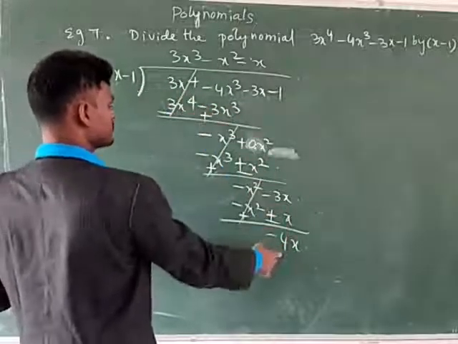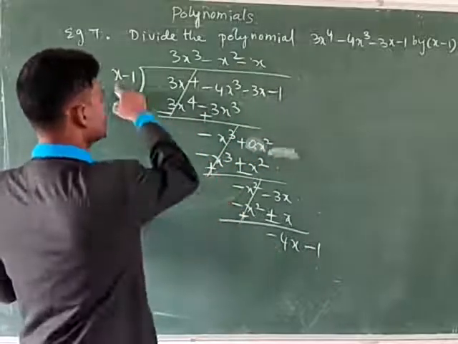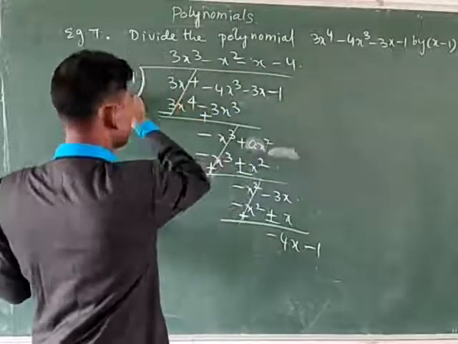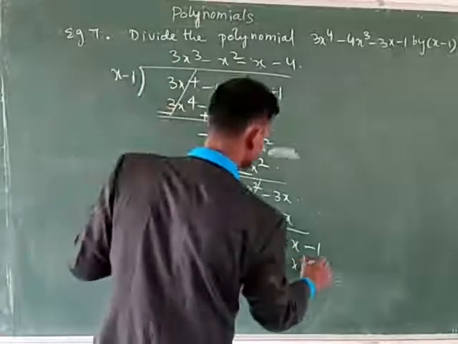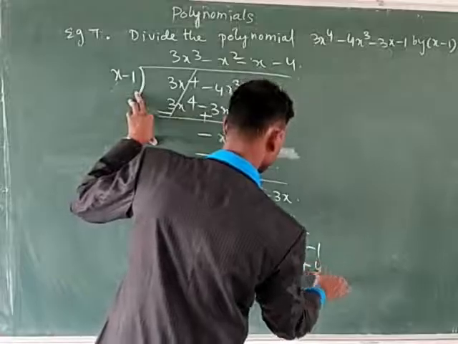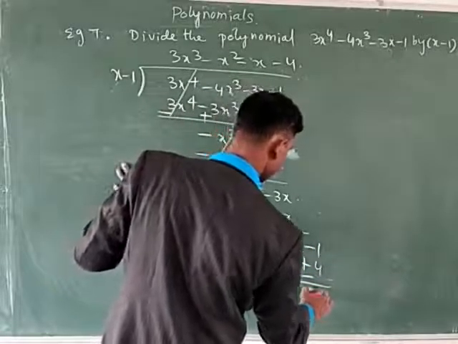Now here minus 4x, this is minus 1. Now you have to multiply it by minus 4. Minus 4 into x is minus 4x. Minus into minus is plus. Here 4 ones are 4. Now this is a plus, here minus. This one cancels. Remainder is equal to minus 5.